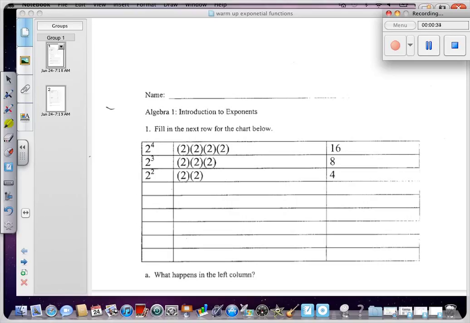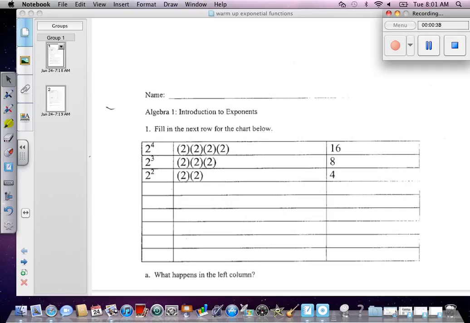Now, the directions for these are below. So we're going to kind of answer these questions as we're going through.